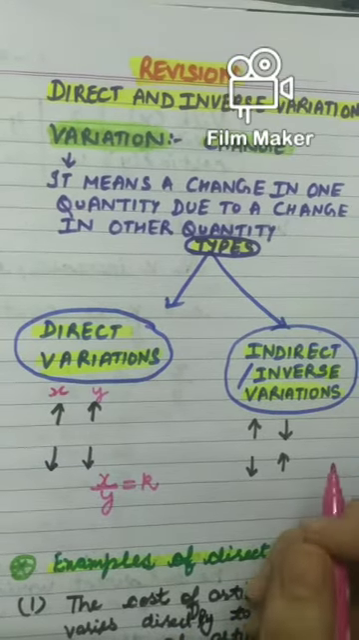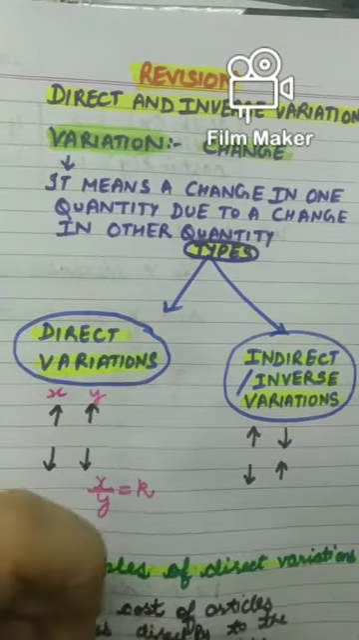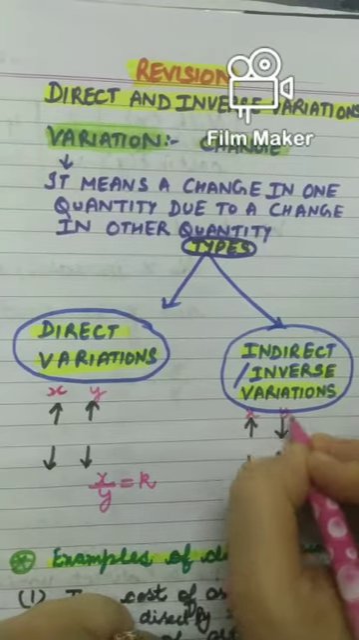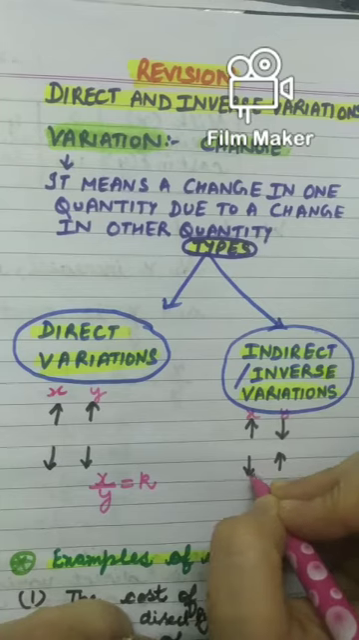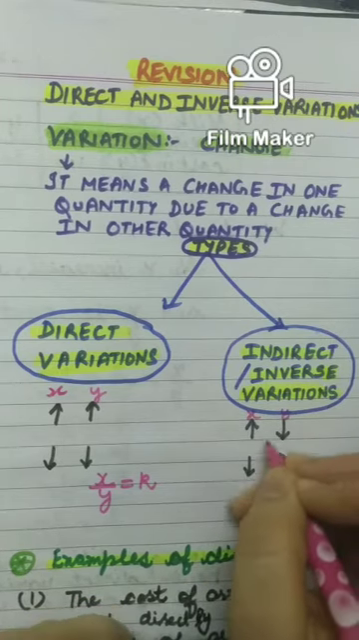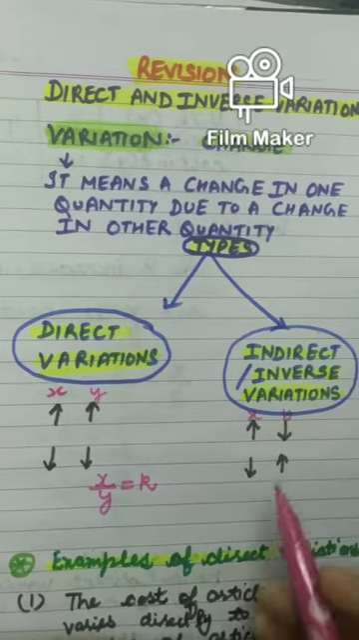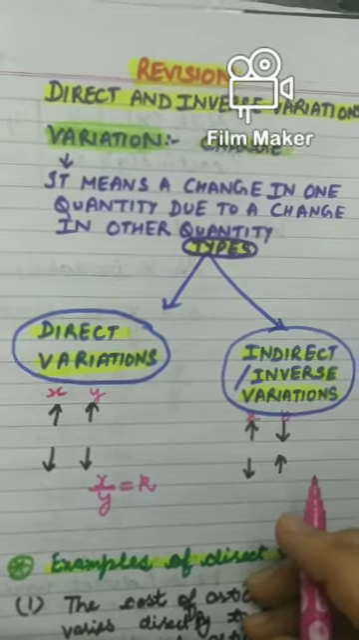Okay. And beta, in indirect variation, what is there? Suppose this is x and this is y. If x is increasing, y is decreasing. If x is decreasing, y is increasing, means they have unlike relation, opposite relation. If one thing is increasing, the other is decreasing. If the first is decreasing, the second is increasing.